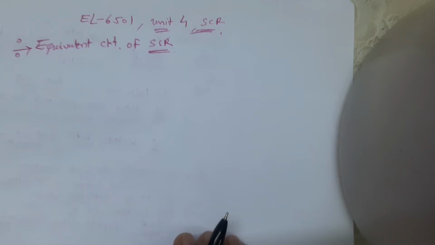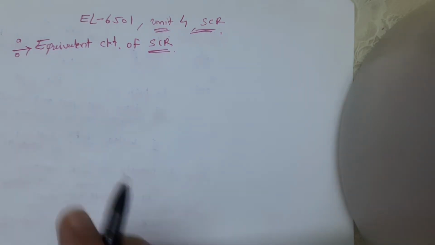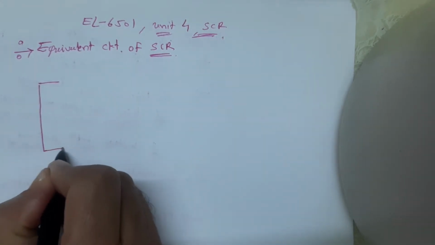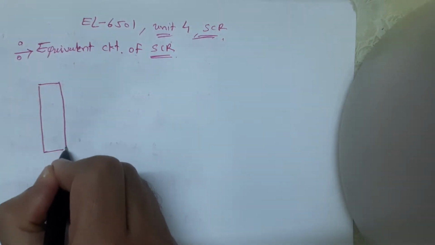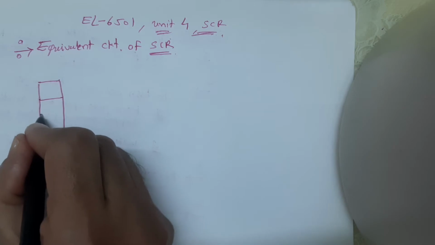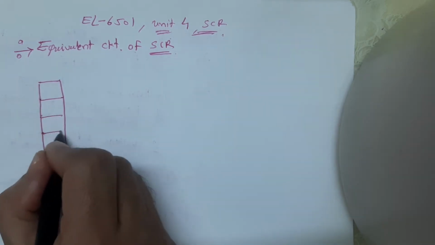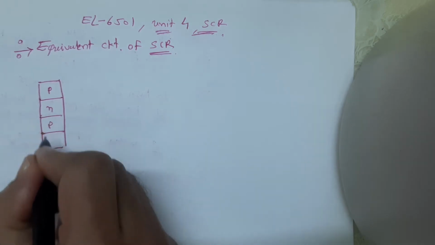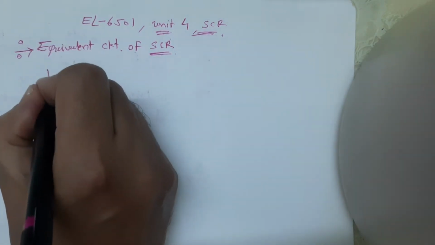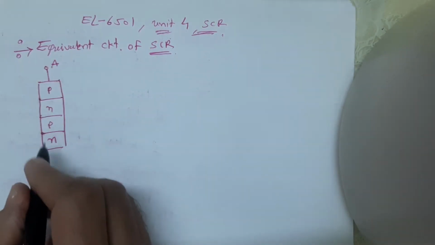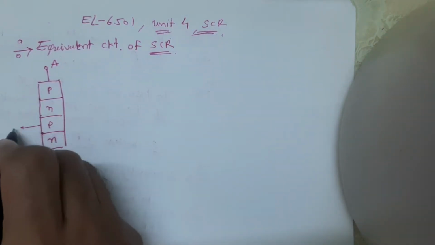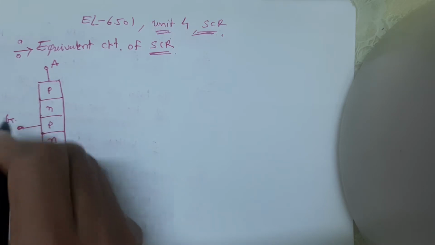Equivalent circuit of an SCR. So we know that SCR, that means this is your PNPN structure: P, N, P, N. This is your anode, this is your cathode, and this is your gate.